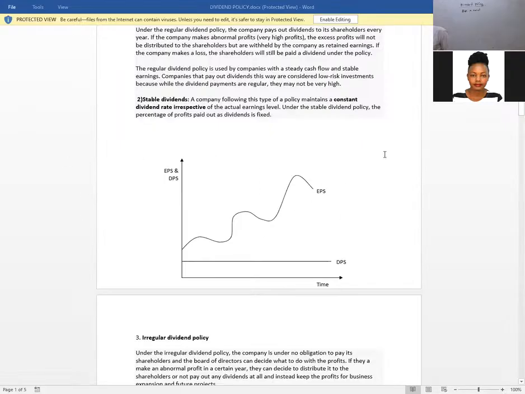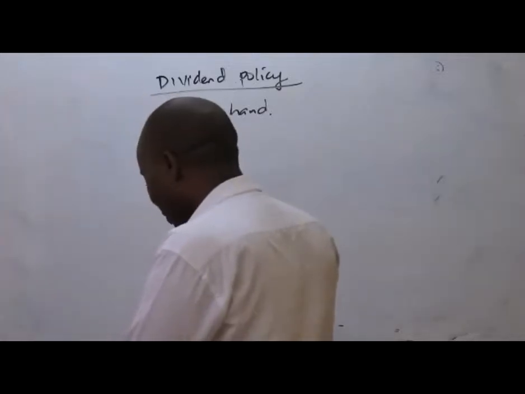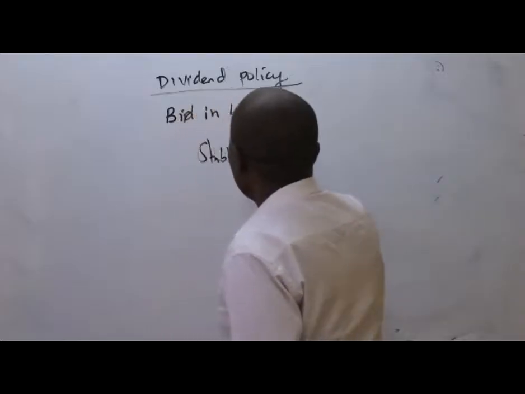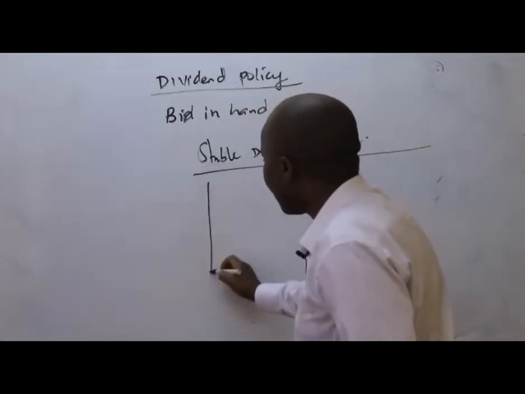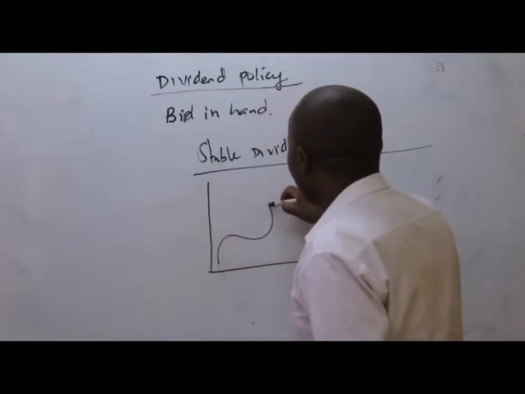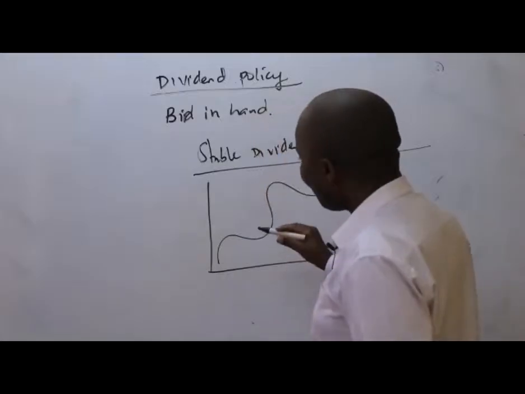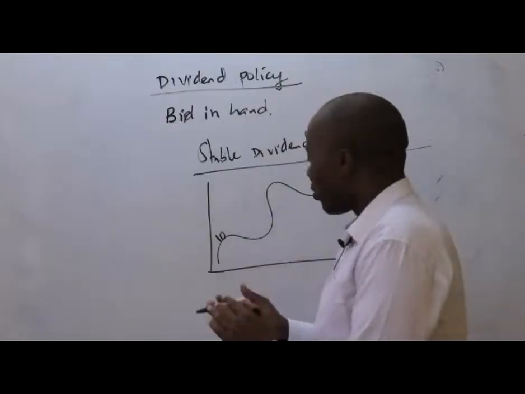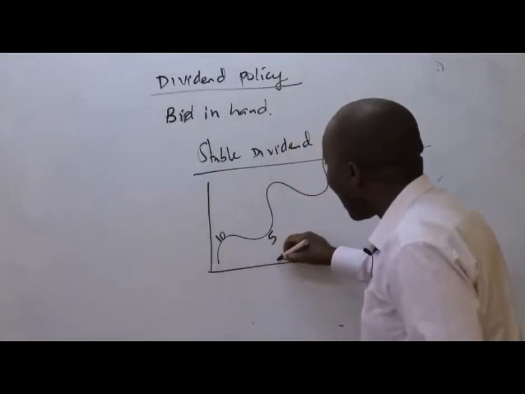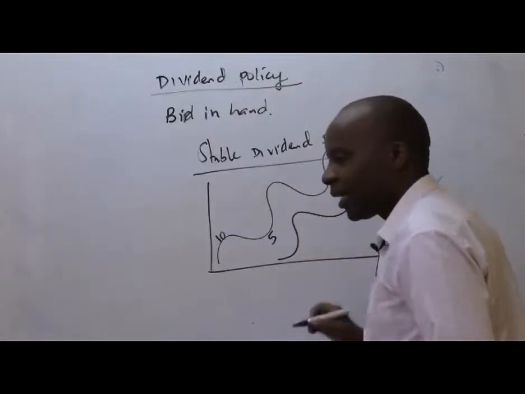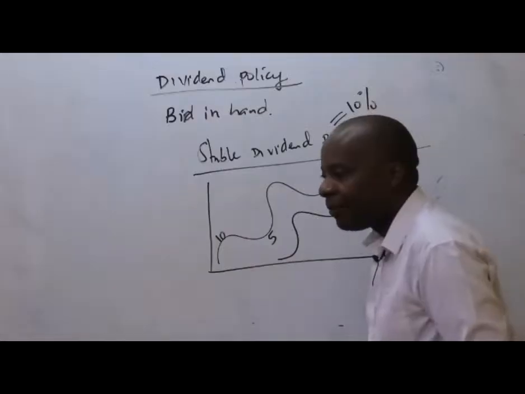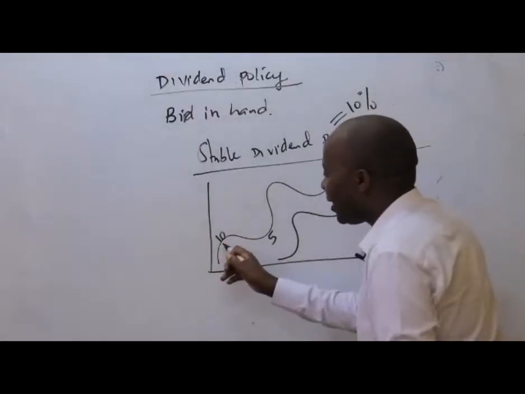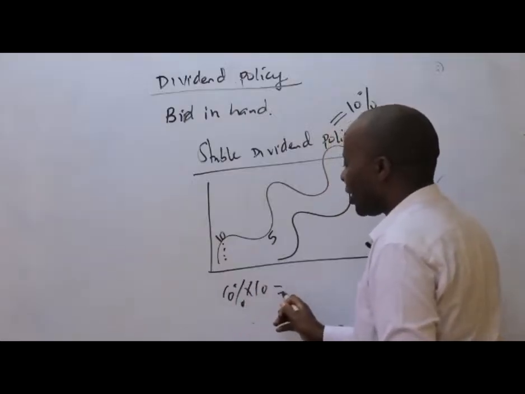Actually, this is not the proper graph for this. Allow me to explain this a little bit. Ladies and gentlemen, a stable dividends policy will always have this kind of situation where our profits after tax fluctuate like that. If, for example, the profit after tax here is 10 million, and the profit after tax here is 5 million, then automatically our stable dividends will always move like that. Such that if our stable dividend policy is, for example, 10%, then on this particular year, in terms of dividends, we'll take 10% of our profit, which is 10, which is 1.